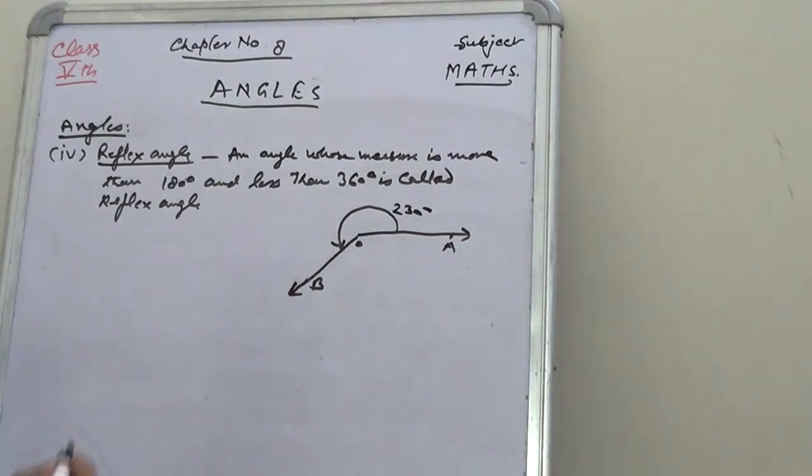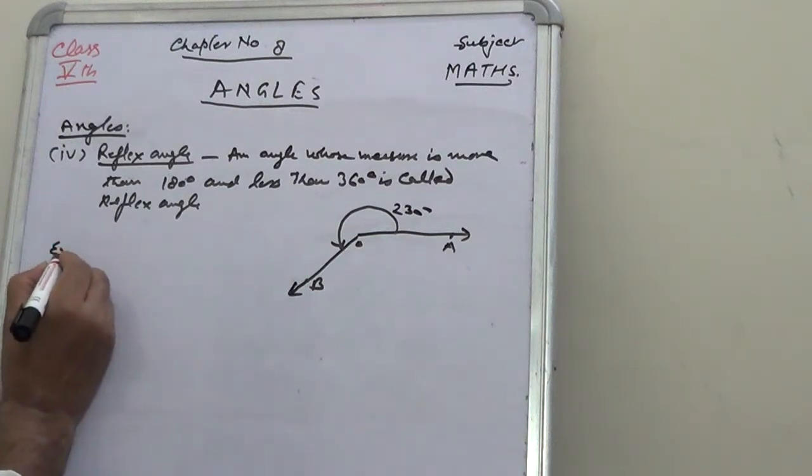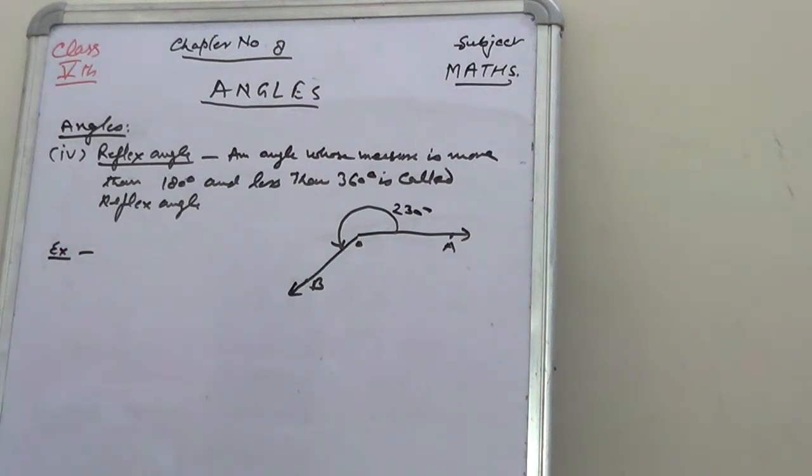called reflex angle. Now children, two more angles are there, but those angles are not in your course. One is of 0 degree angle and other is complete angle, which is having a measure of 360 degree. But those are not in your courses. So we move further for a few examples. Examples generally asked in this chapter of angles are very simple.